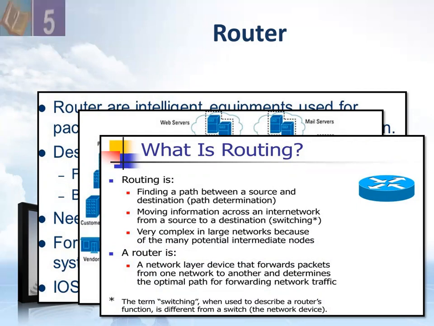So the basic purpose of the router is to provide the routing. Routing means to find the path between the source and the destination computers. So the router is used to find the secure and safe path, the best path between the source and destination computer, and moving information across an internetwork from a source to a destination computer.